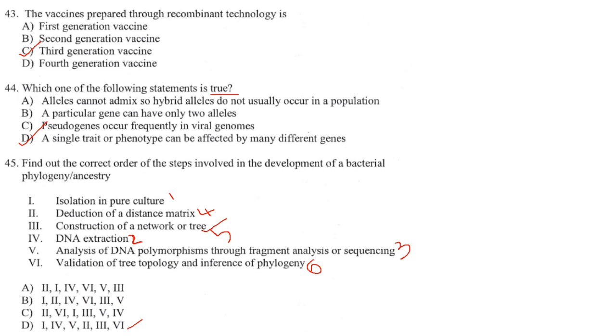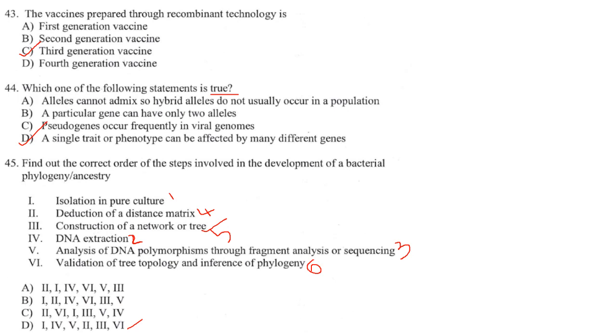Then which of the following statement is true? Alleles cannot admix, so hybrid alleles do not usually occur in a population. That is not true. A particular gene can have only two alleles. No, there are multiple alleles also. Pseudogenes occur frequently in viral genomes. That is also not true. A single trait or a phenotype can be affected by many different genes. Yes, that is correct. Answer is option D. D is true. Then next one.